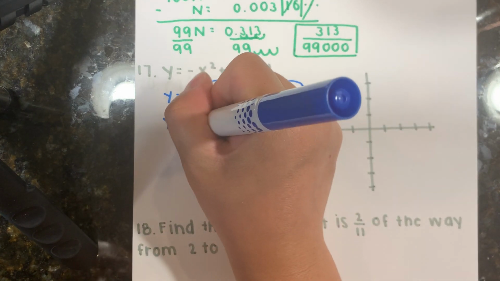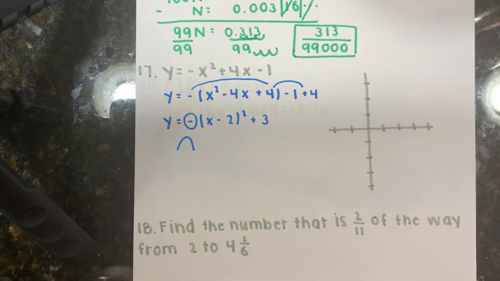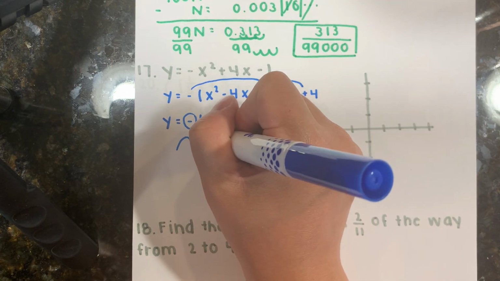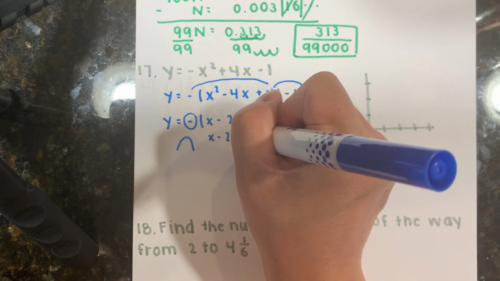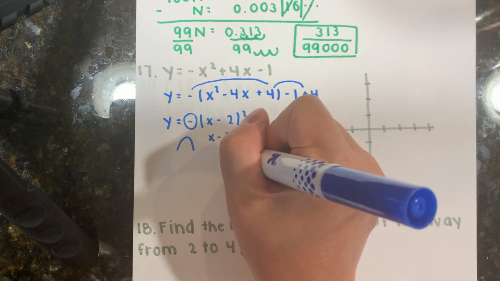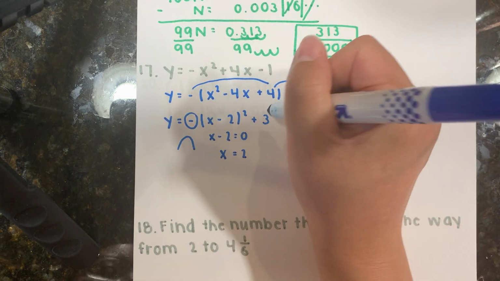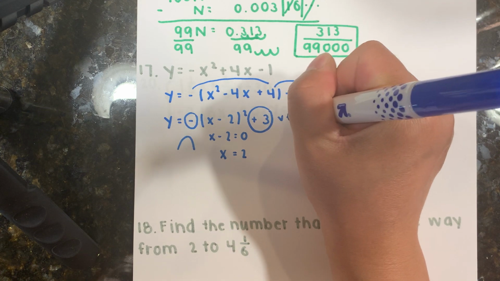Now this negative sign tells me that it's going to open down. I'm going to set x minus 2 equal to 0 to find my axis of symmetry, which would be at x is equal to positive 2. And this plus 3 will be my vertex.